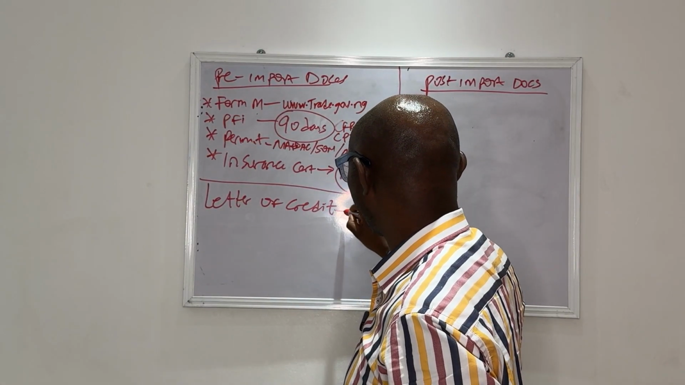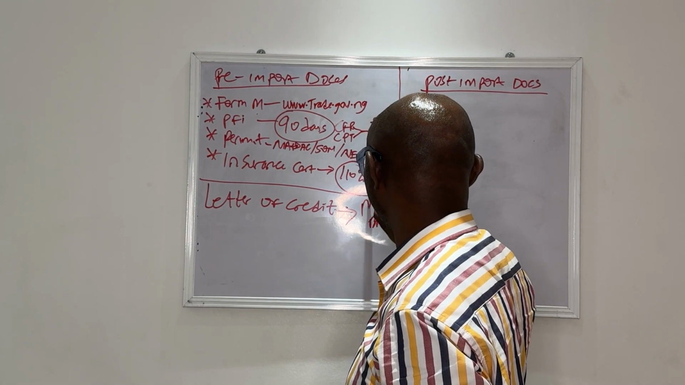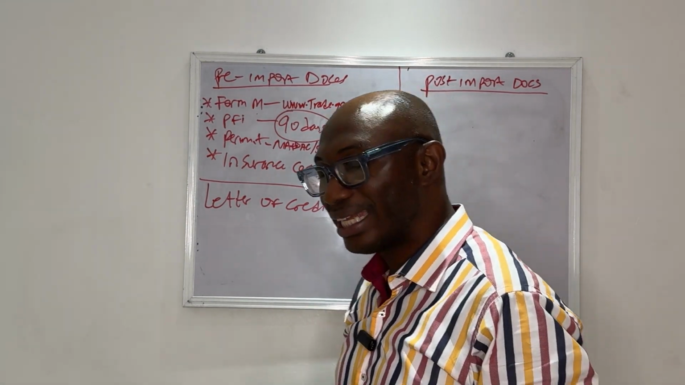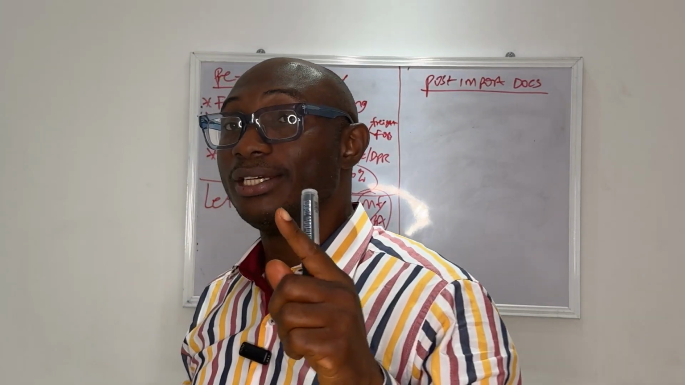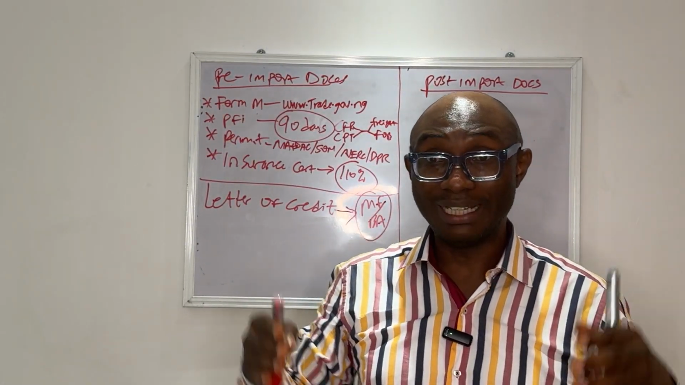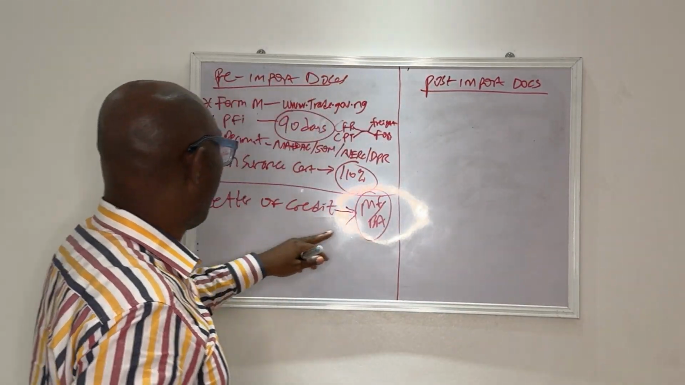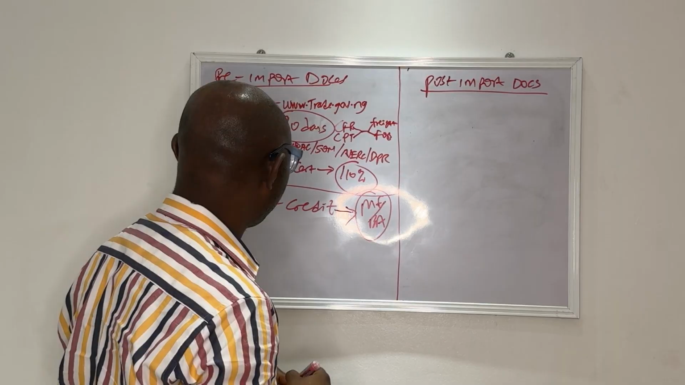Because on this letter of credit, when it's being issued, this MF and BA number will be stated, because it has to be stated on all documents for the shipment to Nigeria. All the documents must state the MF number and BA number.